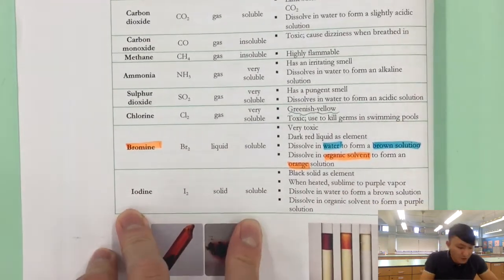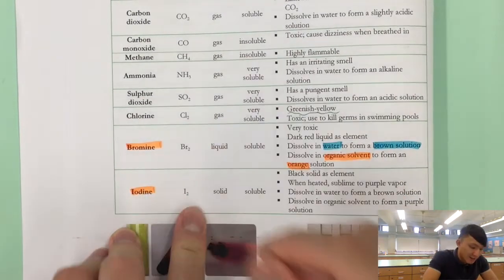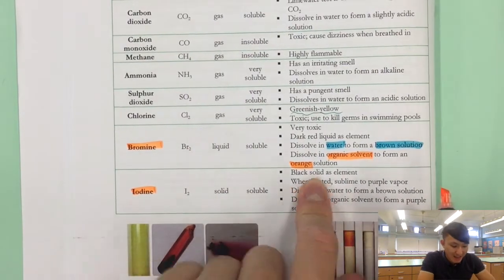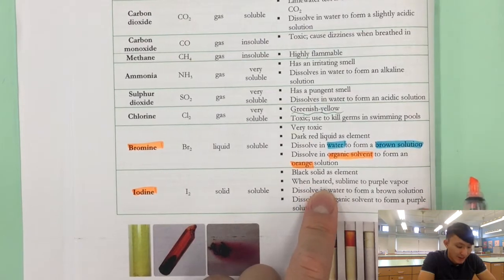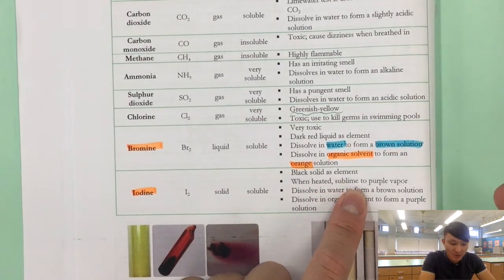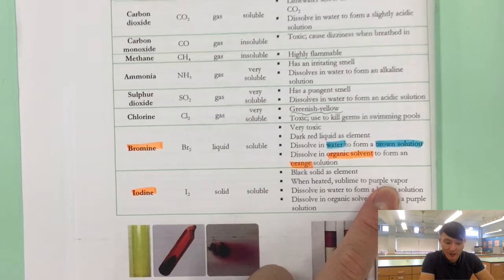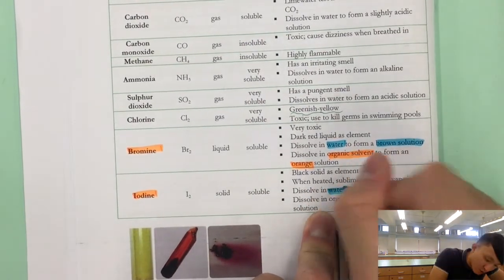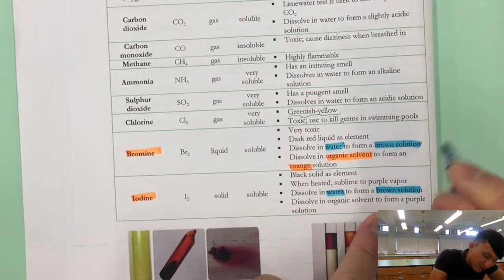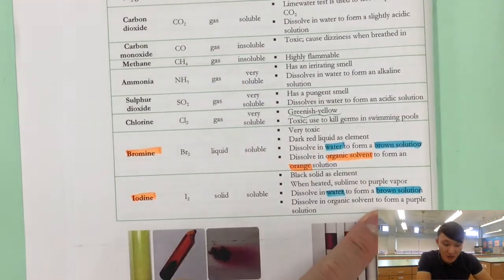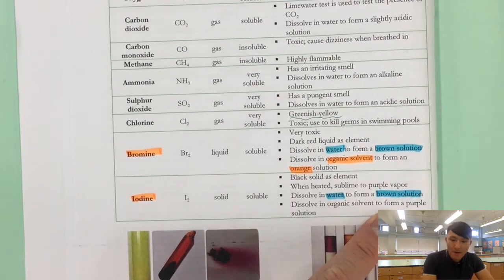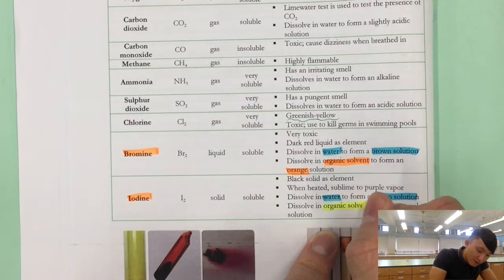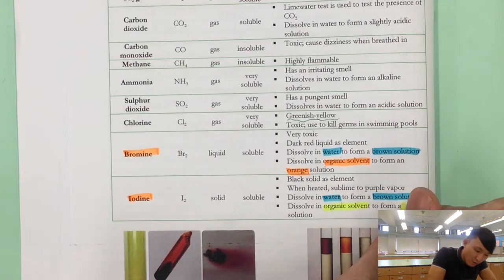For iodine, now iodine by itself is a solid. It is soluble in water, but not much. It's a black solid by itself. When it is heated, it will sublime into purple iodine vapor. When dissolved in water, it will form a brown solution. So you notice that both bromine and iodine, when dissolved in water, give you a brown solution. But when iodine is dissolved in organic solvents such as oil, it will actually give you a purple solution.